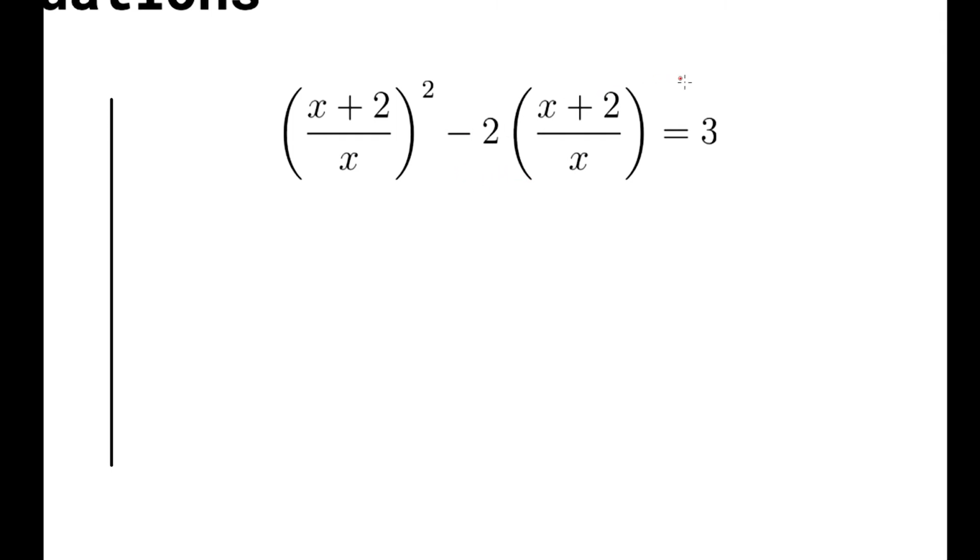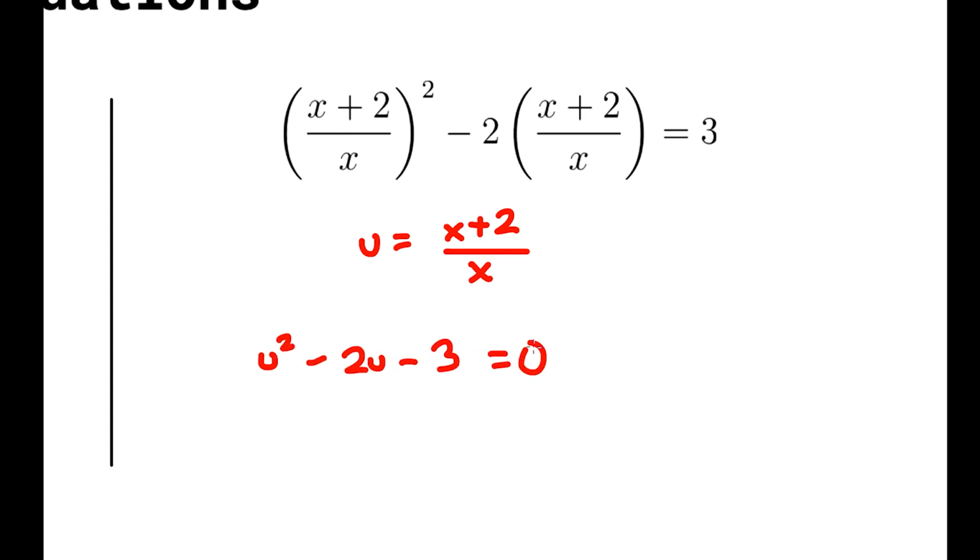This one's a little bit harder to see, but there's a power of 1 right here, and you can see that it goes from 1 to 2 going this way, so it doubles. So this is actually quadratic structure as well, only the u is a little bit different because the u now is going to be equal to x plus 2 all over x. So if I rewrote this equation, it's going to be u squared minus 2u minus 3 is equal to 0 because I moved the 3 to the other side.